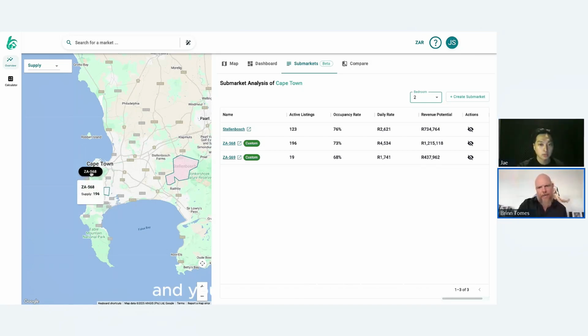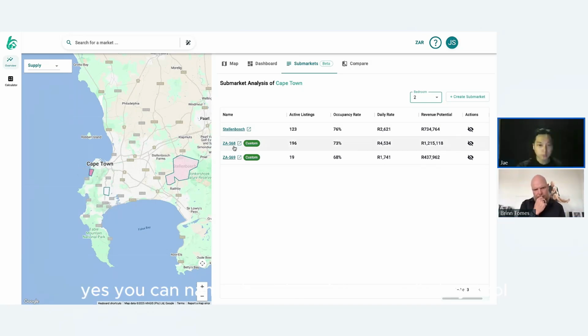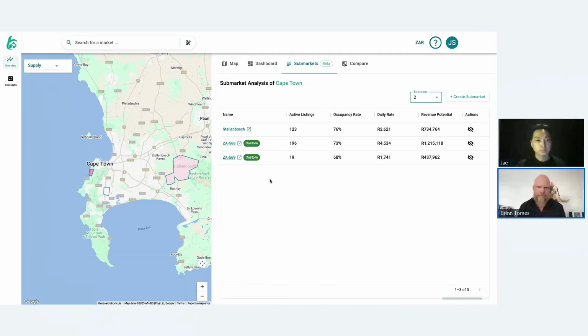And you can name the submarkets? You can name the submarkets as well. Okay, cool. That's a very useful tool. Thank you.